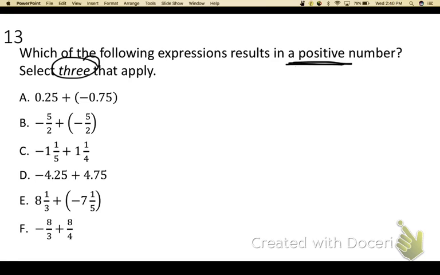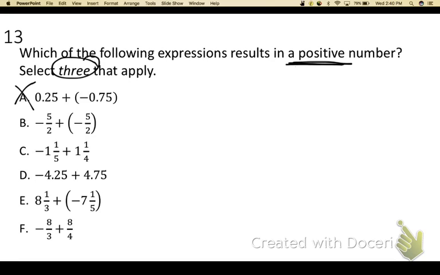So if we look at A and we're thinking 0.25 plus negative 0.75. So different signs you subtract and you keep the sign of the larger number. So if you look here, the larger number is 0.75 because having 0.75 of something is a lot closer to 1 than having 0.25 of something. And so that's going to give us a negative number because the larger number is negative. So that is not the correct answer.